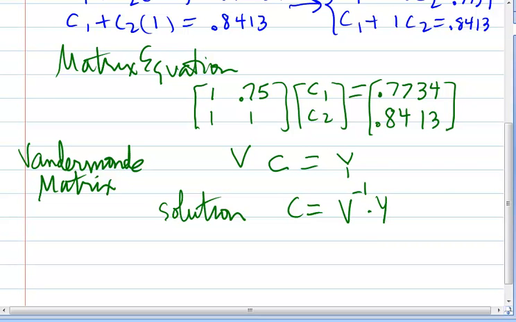Notice the matrix V is square and it's invertible. It's invertible because the determinant is not 0. It's 1 times 1 minus 1 times 0.75. So we know V has an inverse here, and so I'll find a unique solution. It would be easy enough on paper to find the inverse of V and to multiply that by y, but I'm going to go ahead and use Matlab.